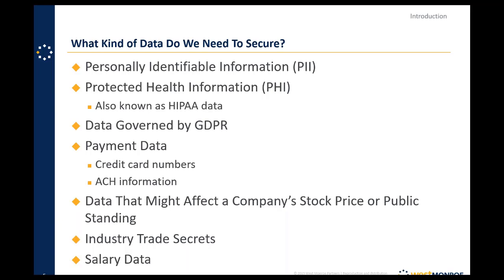So what kind of data do we need to secure, right? We have different classifications. Personally identifiable information, so that would be, for example, my name, my birth date, potentially where I live. Protected health information, PHI. You may know it more popularly as HIPAA data. So this would be data about my personal health, whether that's the care that I got, my vital statistics, which doctor I go to, things that I've been diagnosed with.